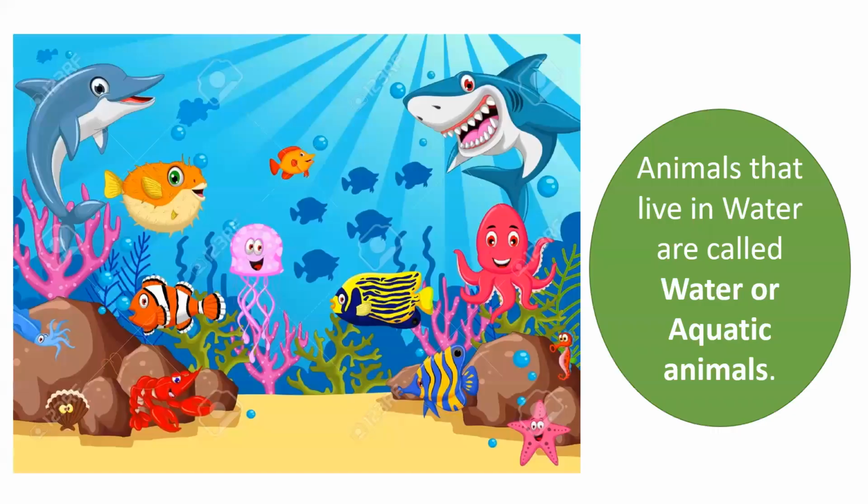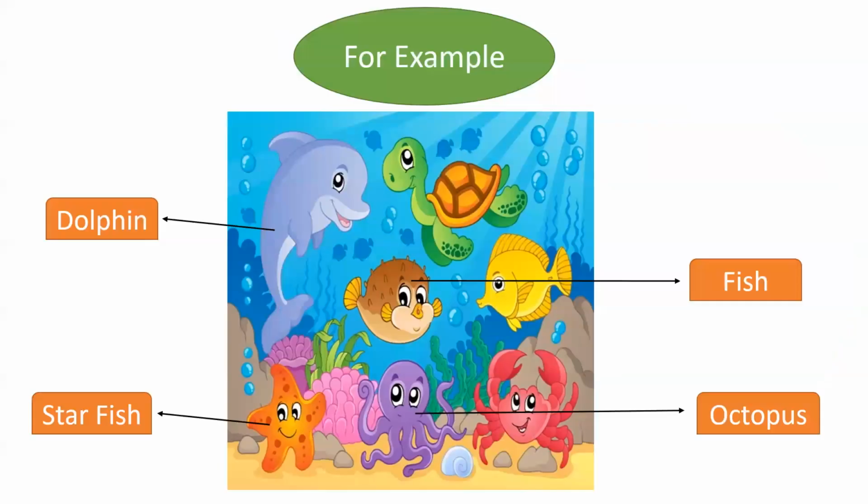Now, let's come to water animals. Do you know, we also call them aquatic animals. Water animals and aquatic animals are almost the same. Water animals are the ones that live in water, they breathe in water, and they eat in water. So they are called water animals, and we also call them aquatic animals. Aqua means water, so aquatic animals means water animals.